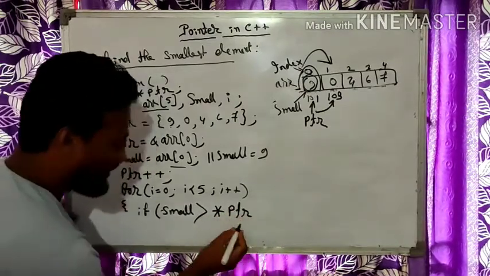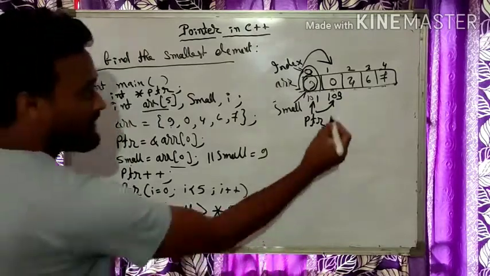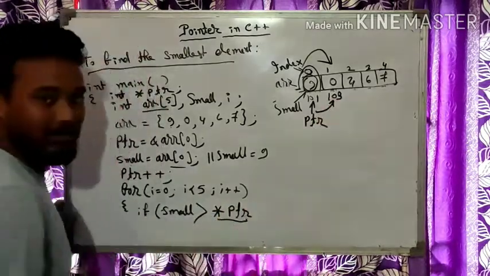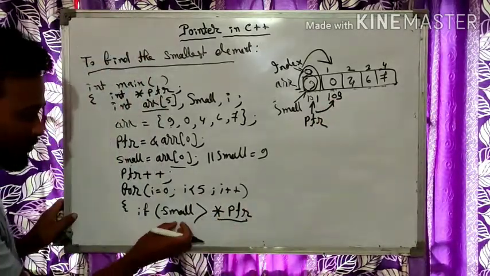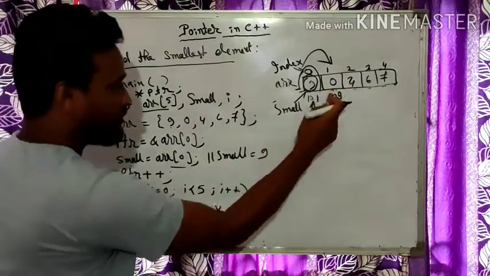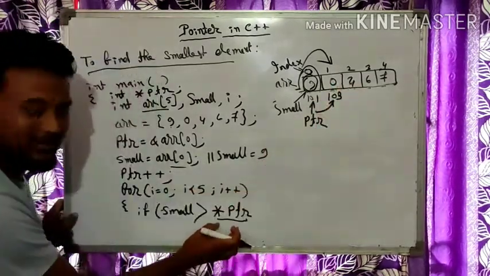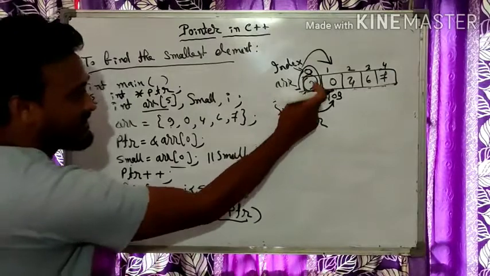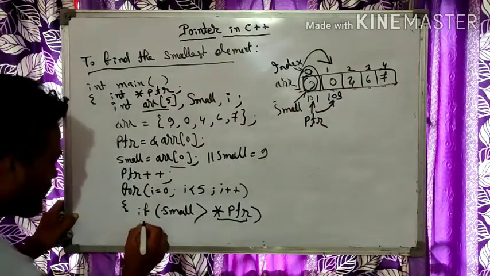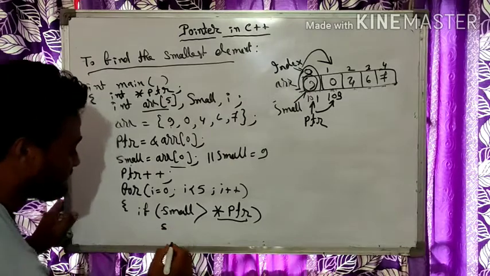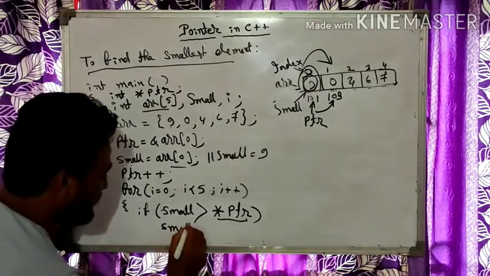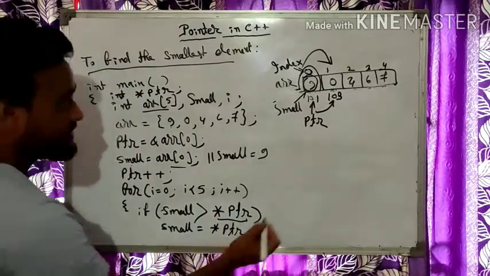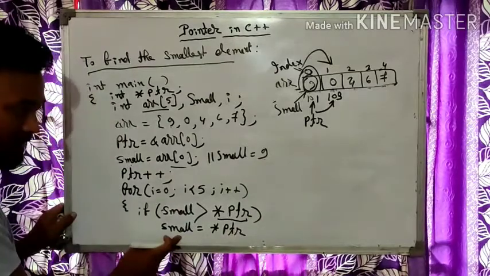Now this asterisk ptr is giving 0. If you do not give the asterisk, the star operator, then ptr will give the address 103. So we are comparing the value. Small has the value 9 and we have to compare with 0. So in order to get 0, we have to use asterisk ptr, right? Then if this 9 is greater than this one, what are we going to do? We are going to assign small equal to asterisk ptr. Asterisk ptr means 0. That means small will be 0 now, no more 9 here.